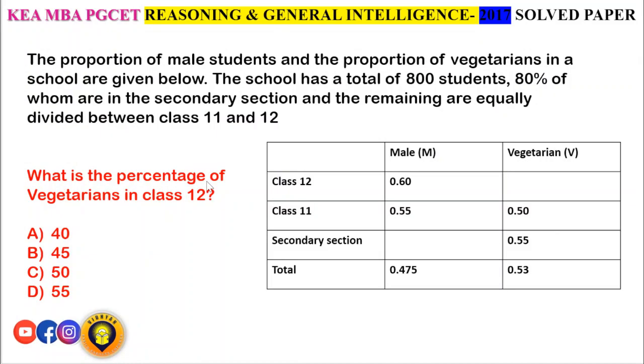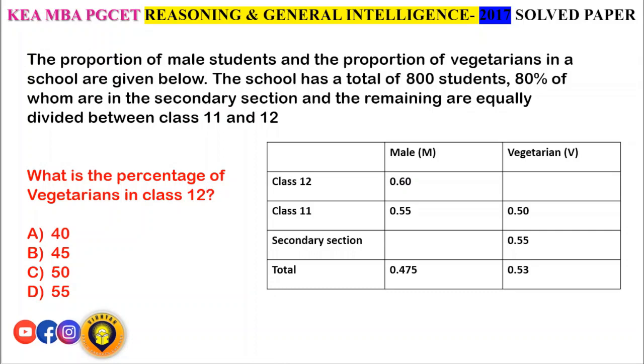Next one: the proportion of male students and the proportion of vegetarians in a school are given below. The school has a total of 800 students, 80% of whom are in the secondary section, and the remaining are equally divided between class 11 and class 12. What is the percentage of vegetarians in class 12? The first question. First, decode this whole chart.